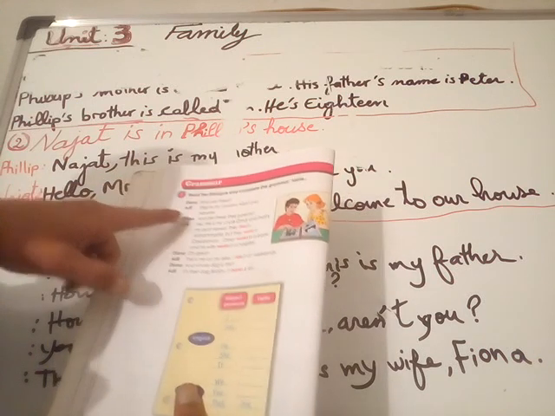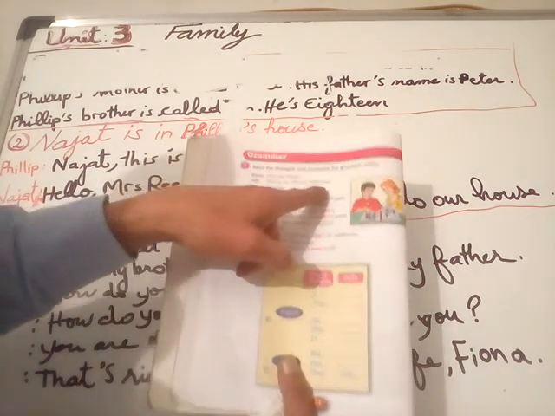Diana: Who are these? Adil: They are my cousins, Nabil and Hanan.